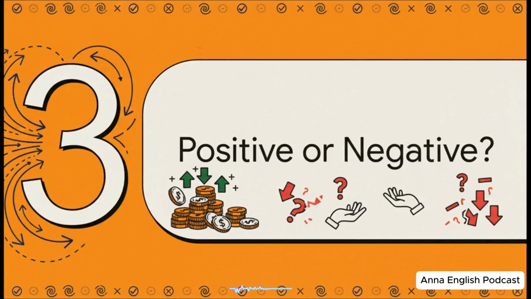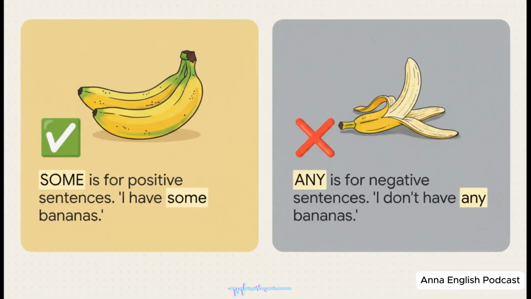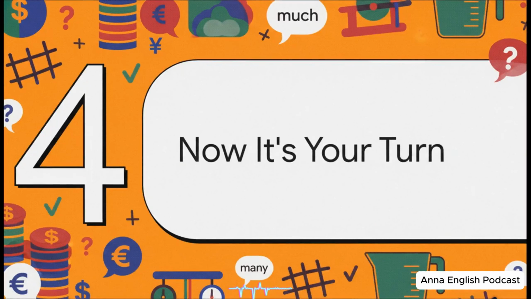Okay, you have totally mastered the questions. Now let's add one more super simple tool to your English toolbox. This one is for when you're making statements, and it's all about whether you're saying something positive, like I have it, or something negative, like I don't have it. The rule is right here, and it's so easy. If you're making a positive statement, you use the word some, like I have some bananas. But if you're making a negative statement, usually with don't or doesn't, you switch to any. I don't have any bananas. So many people get this mixed up, but now you know the secret to getting it right every single time. You are doing so well.